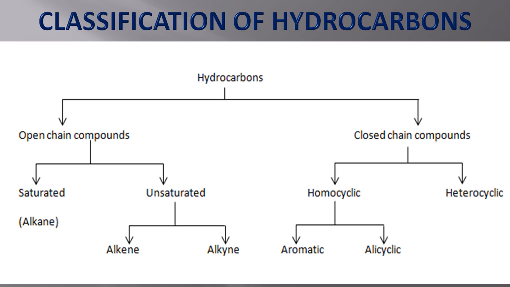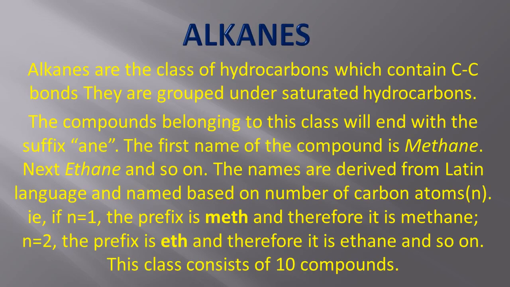Now let us look into the first important category of hydrocarbons, what we call alkanes. This is one of the most important classes of hydrocarbons, which contains carbon single bond carbon. They are under the group of saturated hydrocarbons. So let us look into the features of these alkanes.